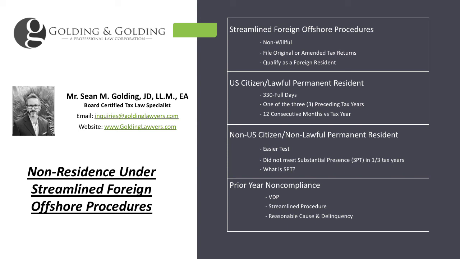Depending on how long you've been out of compliance and what the facts and circumstances are, there are various programs. If you're willful or just can't certify under penalty of perjury that you're non-willful, there's the Voluntary Disclosure Program, VDP. There's Streamlined Foreign, as we just discussed. There's Streamlined Domestic if you don't qualify as a foreign resident, assuming that you filed original tax returns. There are also alternatives to those programs: delinquency procedures and reasonable cause.